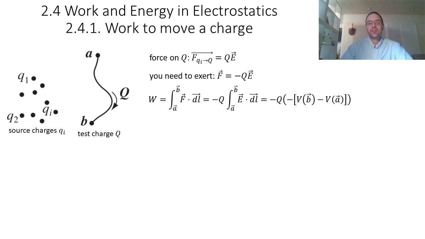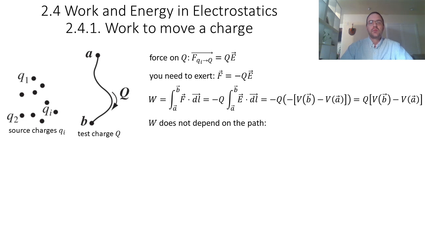And last lecture, we saw that in statics, because the curl of E is 0, the integral of E dot dl does not depend on the specific path. It only depends on point A and point B, but not on the path in between. And we introduced the electric potential so that the integral of E dot dl can be written as minus (VB minus VA). So after cancelling the two minuses, the work is Q times (VB minus VA).